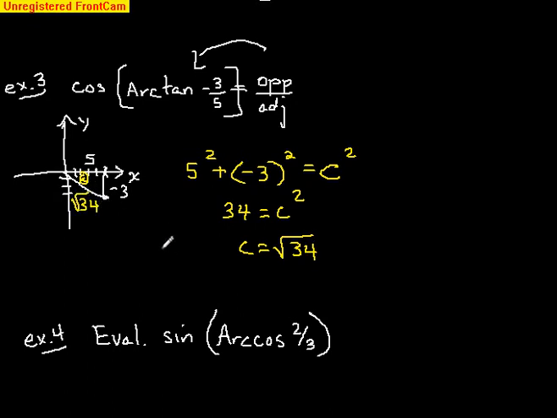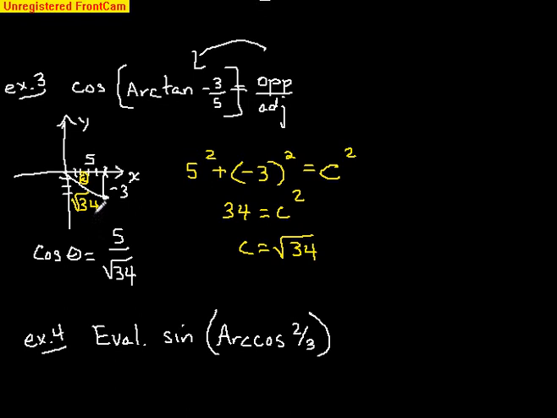Now we can actually answer the question. We want to find the cosine of the arctan. So once we set up our triangle, we can find the cosine of this angle. That's what they're really asking. They're saying find the cosine of this angle. So right now we don't even need to know the angle. So we would say the cosine of that angle is adjacent over hypotenuse.